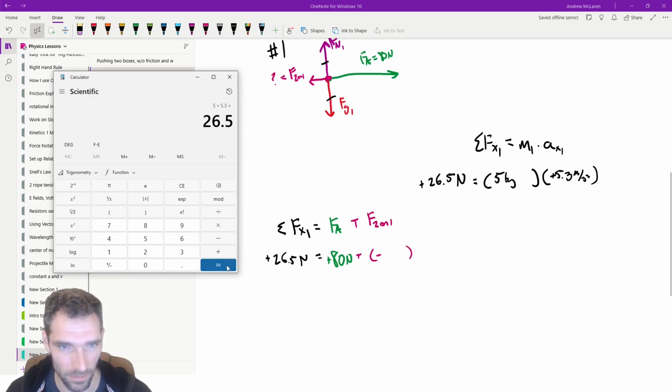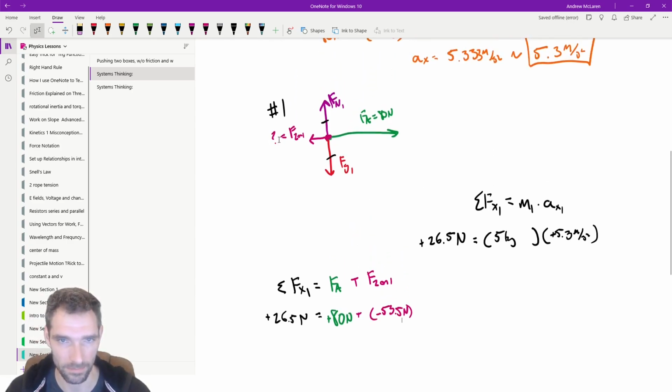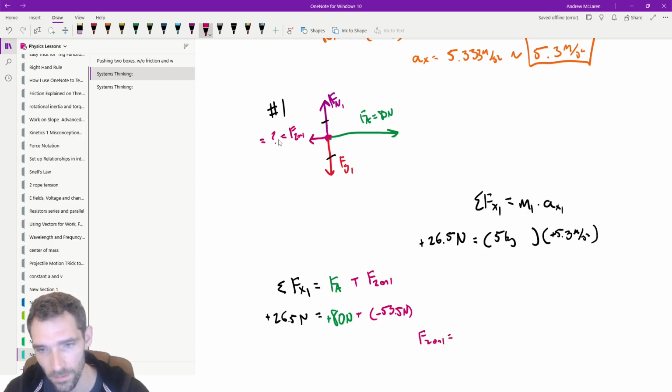So if we have 26.5 and we subtract 80 from that, we get a negative 53.5 newtons. So this kind of makes sense because it's in the opposite direction of the other force. So we're saying this is negative 53.5 newtons. If we want to round that to the 2 sig figs, that's going to be a negative of 54 newtons.